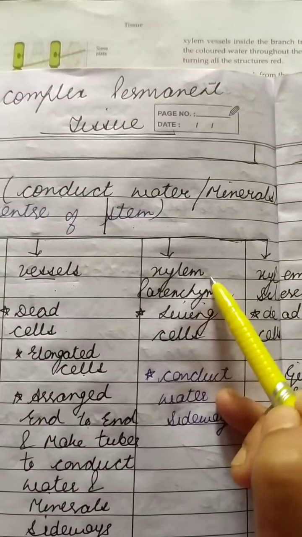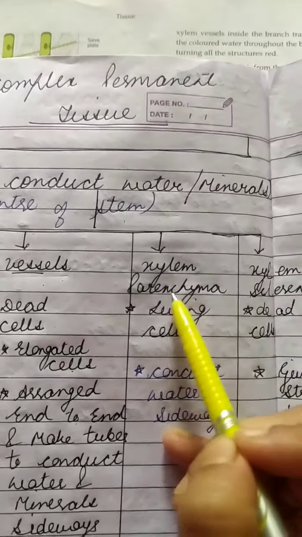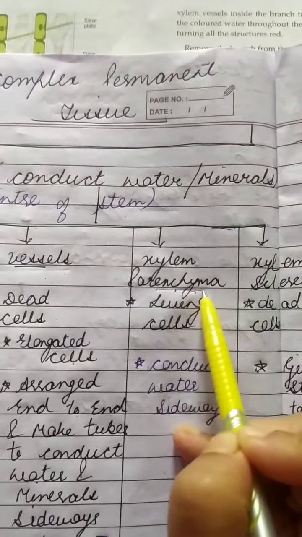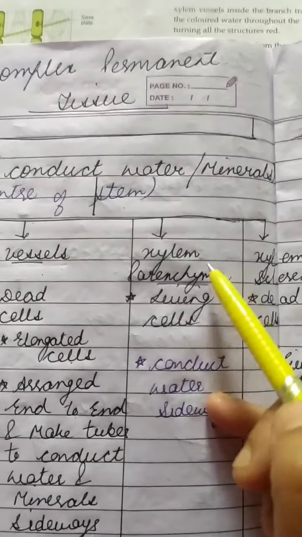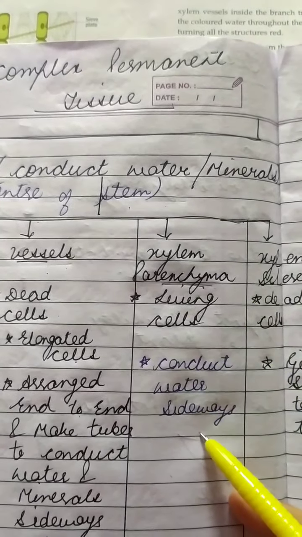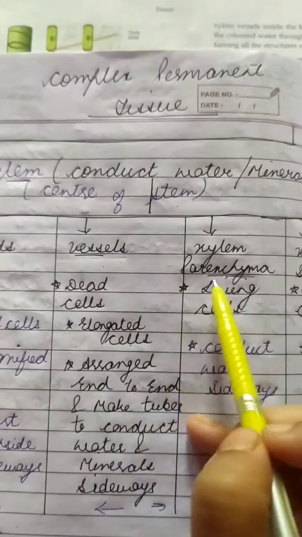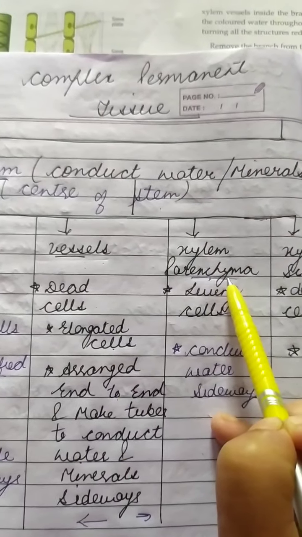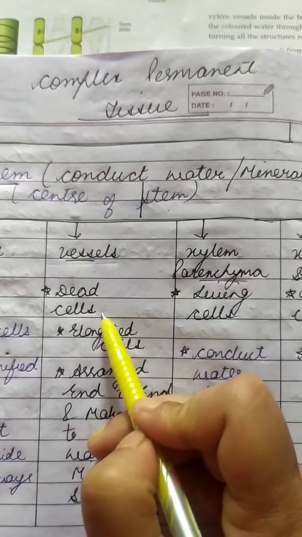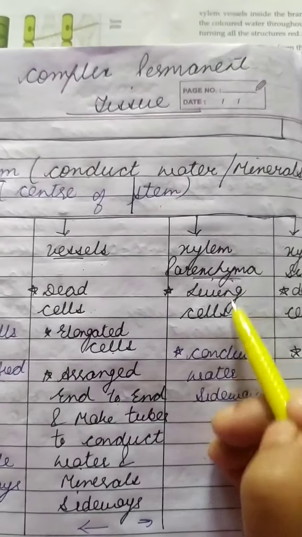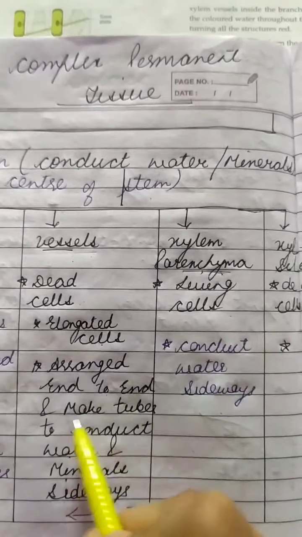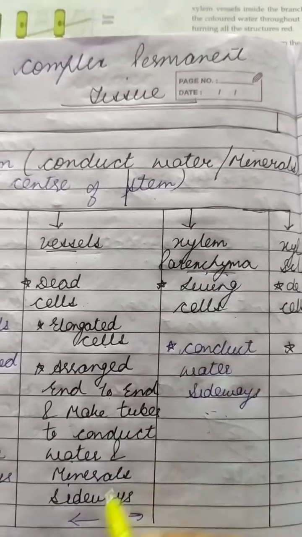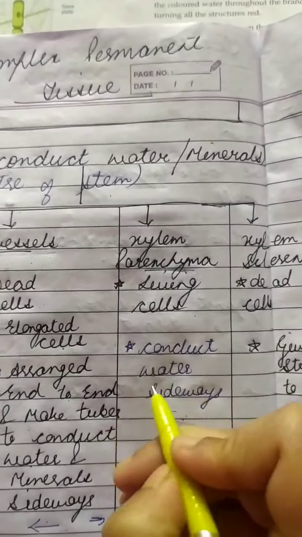Then third part of the xylem is xylem parenchyma. So you already know parenchyma is made up of the living cells and their main function is to conduct water side by side. Function of the vessel and xylem parenchyma is same only, but vessels are made up of dead cells and parenchyma is made up of the living cells. Both functions like that only, conduct water sidewise only.